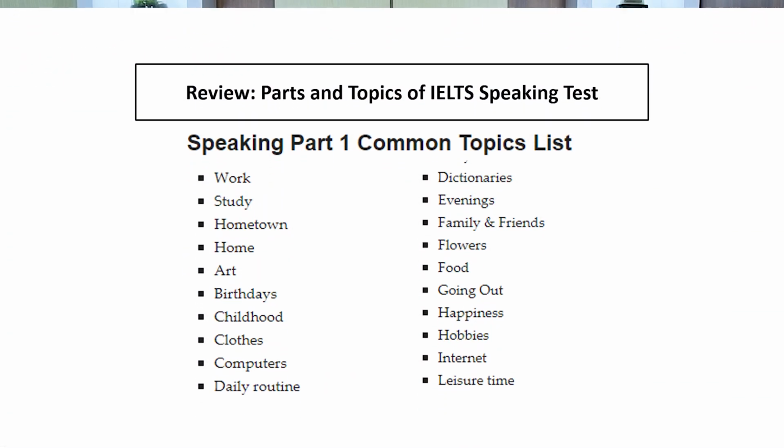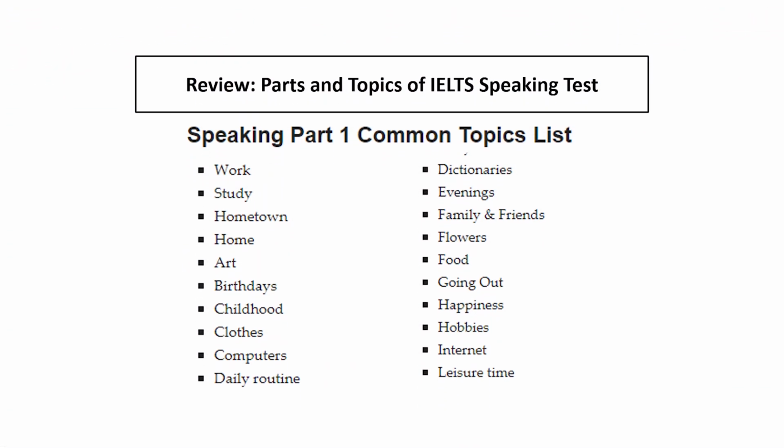Okay, now we focus on speaking part 1, and this is the common topics list. You will answer questions related to work, study, hometown, home, art, birthdays, childhood, clothes, computers, daily routine, dictionaries, evenings, family and friends, flowers, food, going out, happiness, hobbies, internet, and leisure time. So these are the common topics that you will be asked about during the questions and answers, especially in part 1.